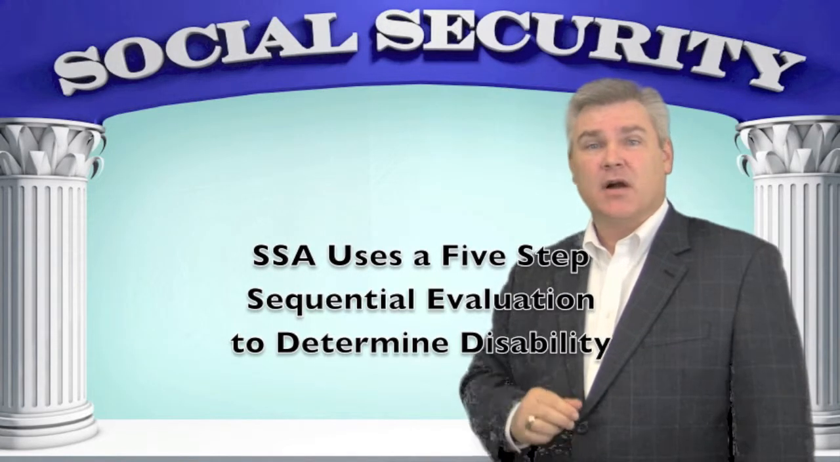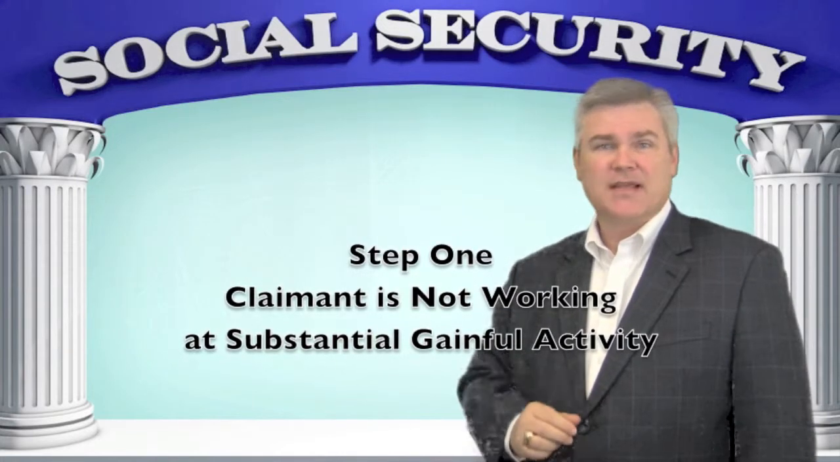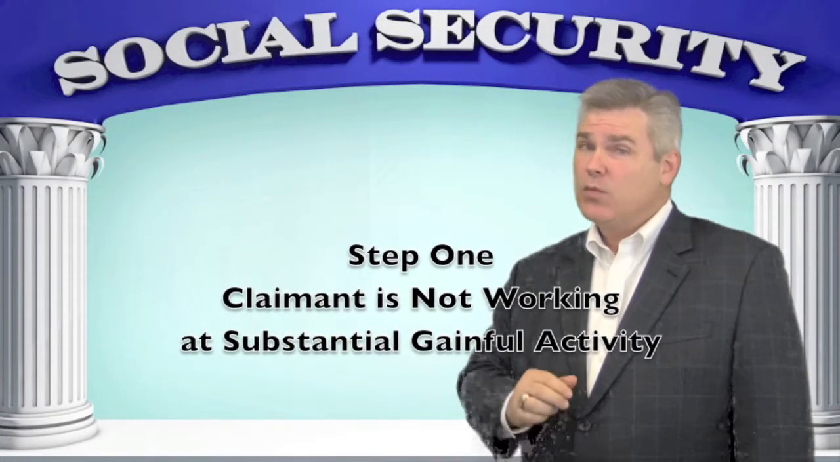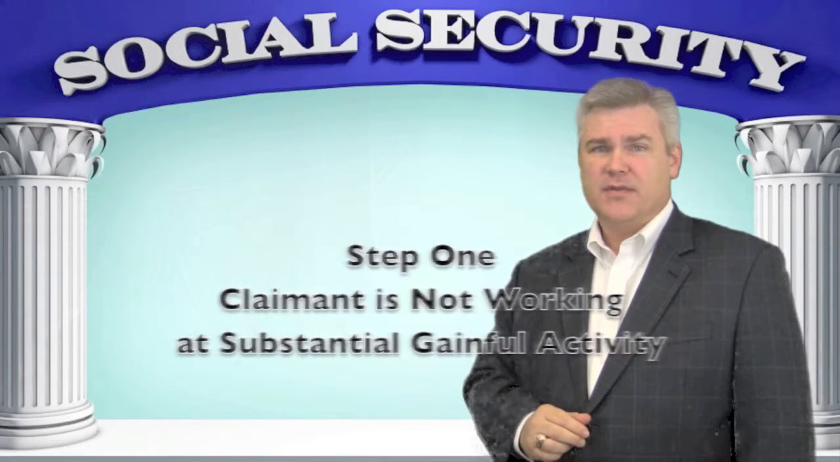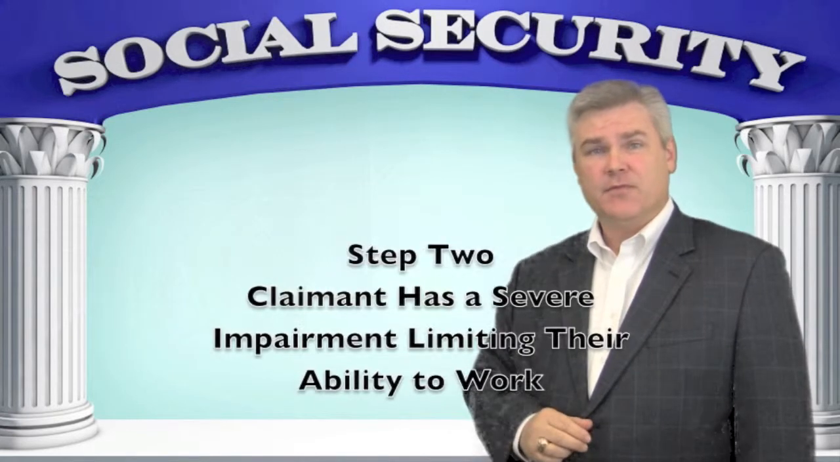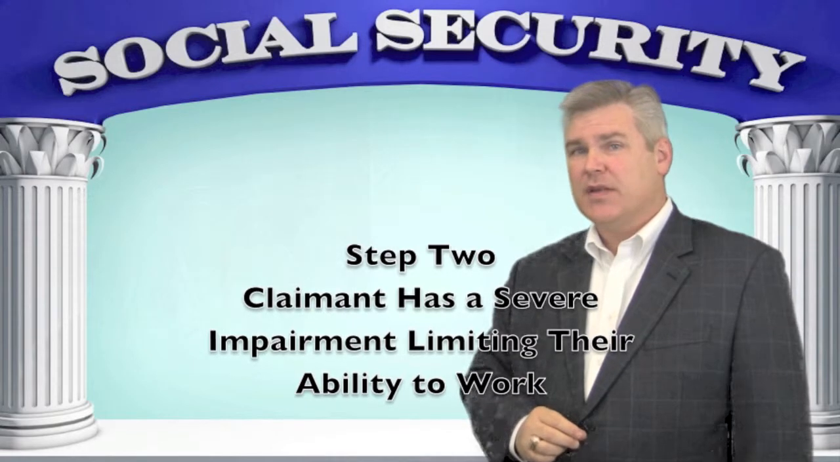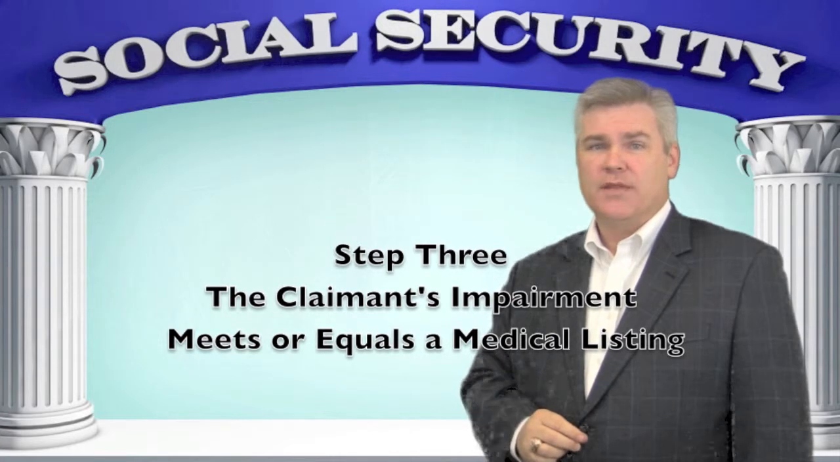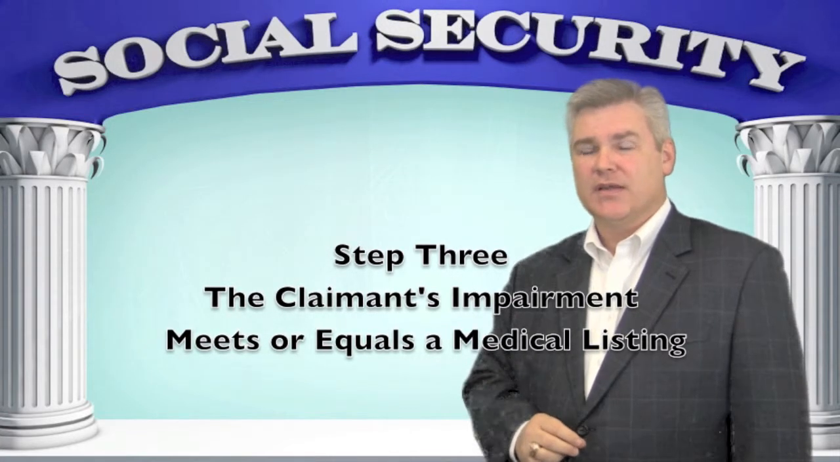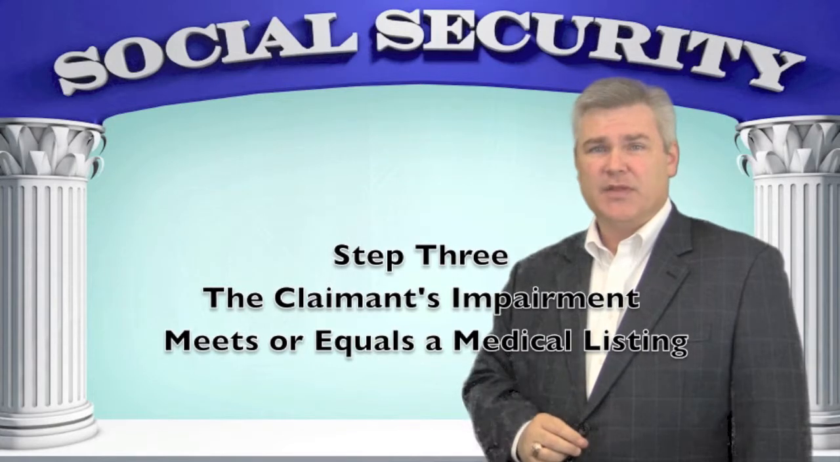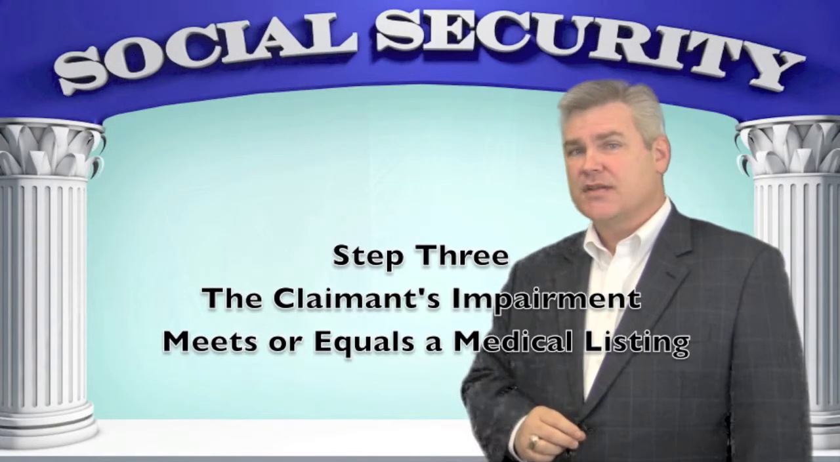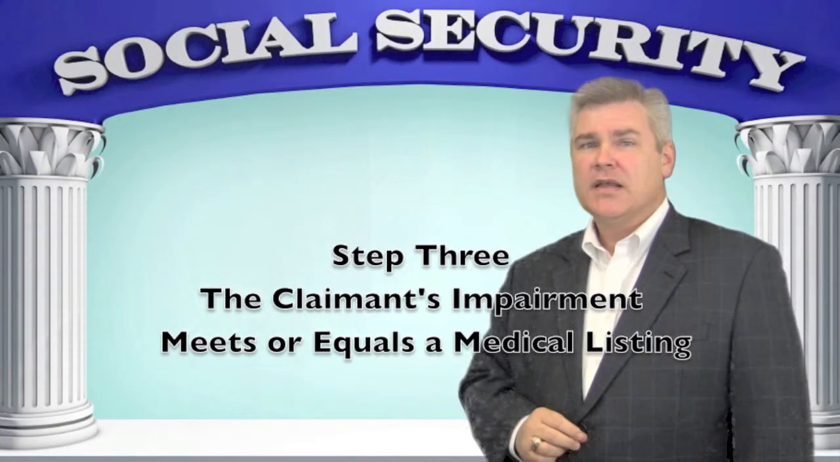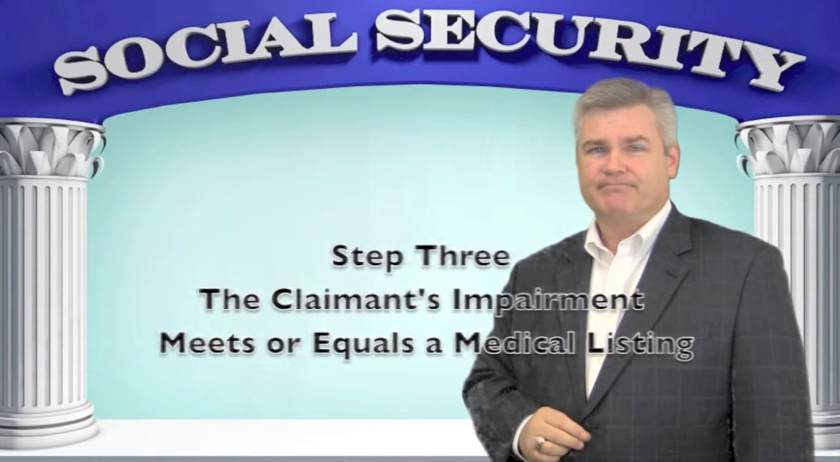The 5 steps are as follows. Step 1. The claimant is not engaged in substantial gainful activity, meaning work that earns more than $1,000 a month. And at Step 2, the claimant has a severe impairment that limits your ability to work. And Step 3, the impairment meets or equals one of the impairments described in the Social Security regulations, known as the listing of impairments. The listings are a set of predetermined medical criteria that qualify one for disability.